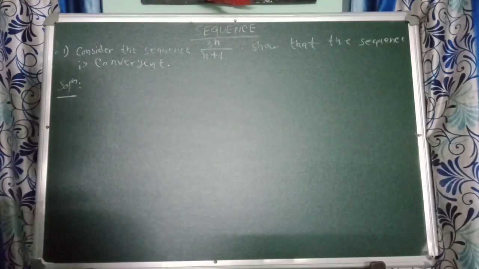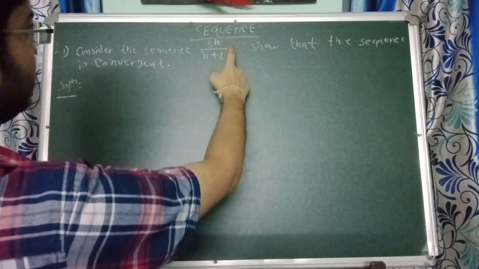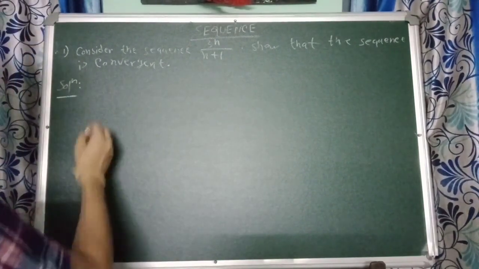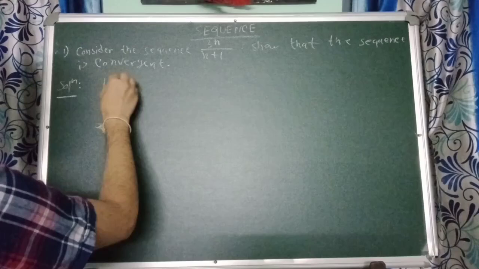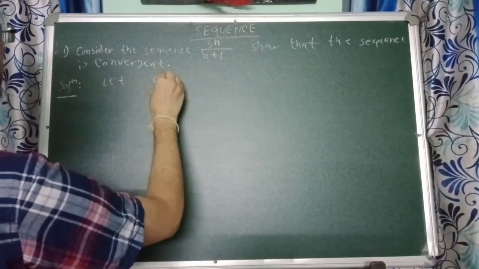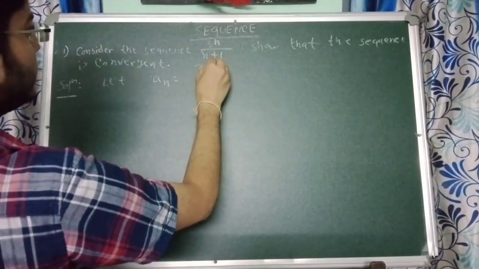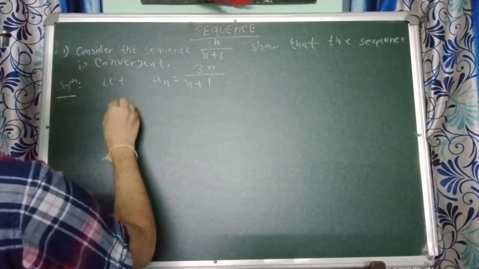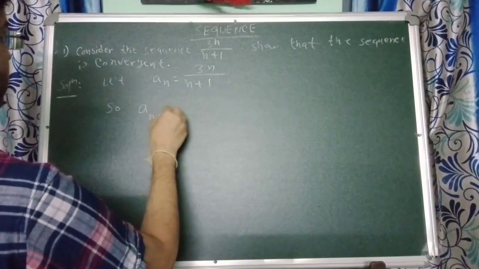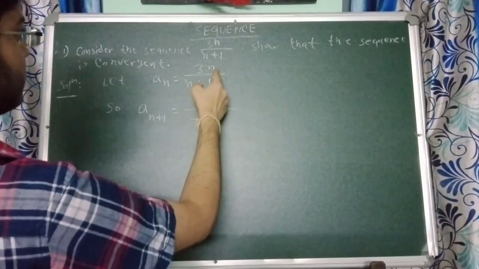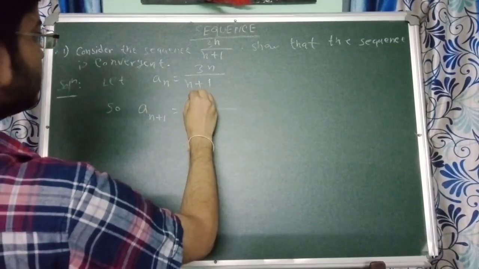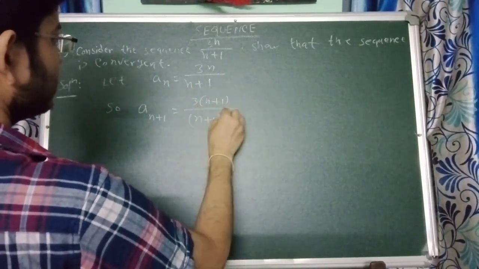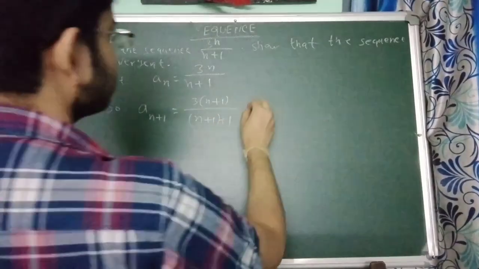Here we show that the sequence 3n divided by n plus 1 is convergent. So let a_n equal 3n divided by n plus 1. Then a_(n+1), replacing n by n plus 1, gives this kind of expression.